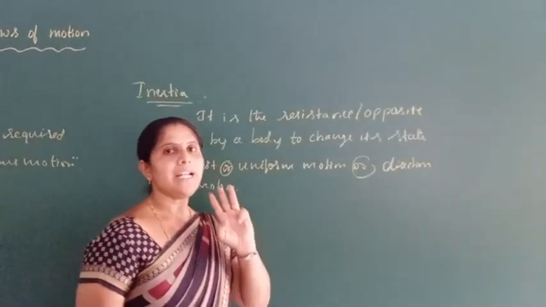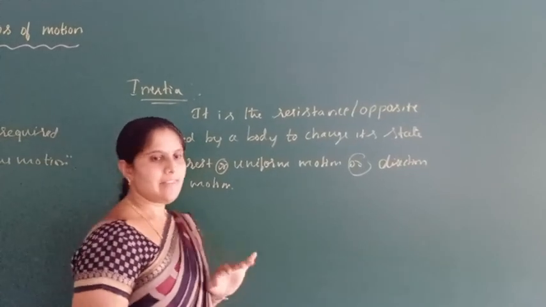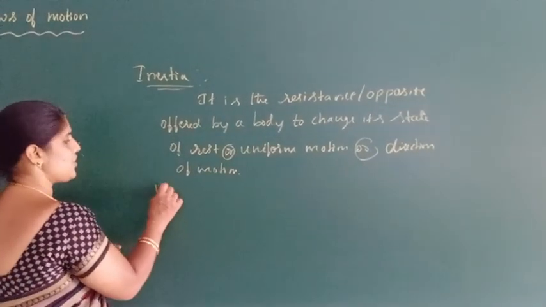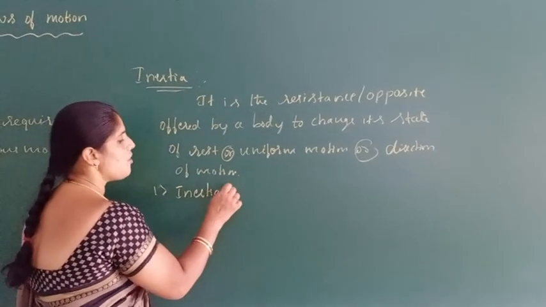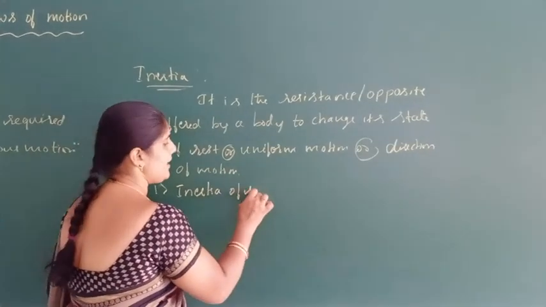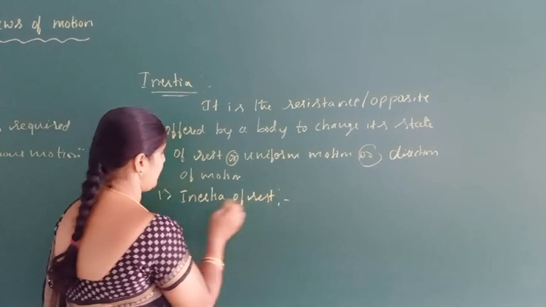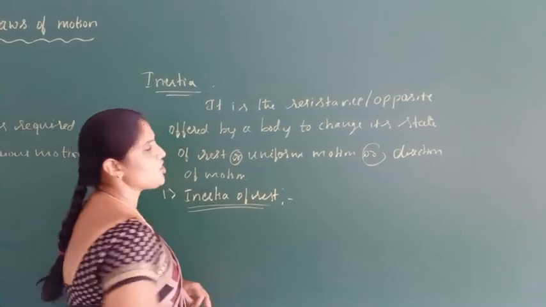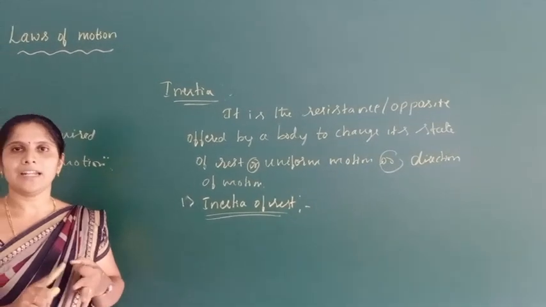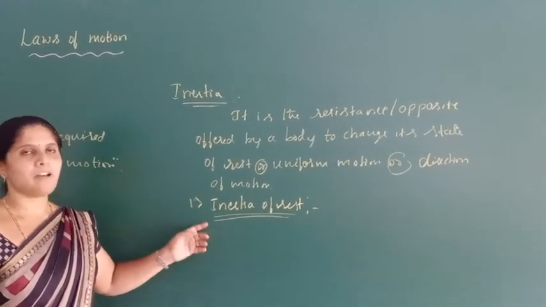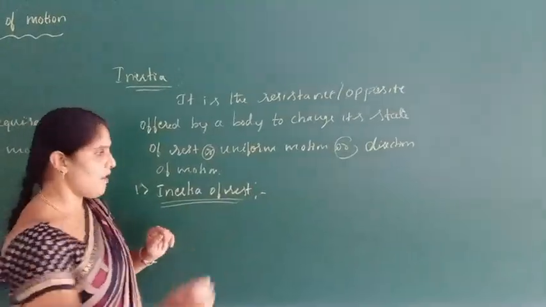So there are three types of inertia: inertia of rest, inertia of motion and inertia of direction. Let's discuss one by one. First one is inertia of rest.